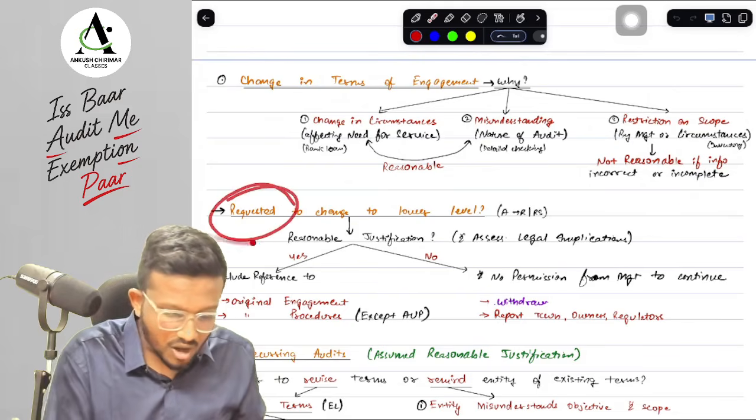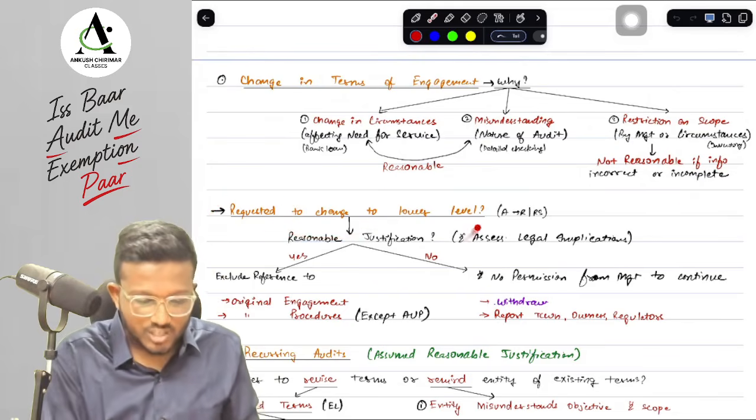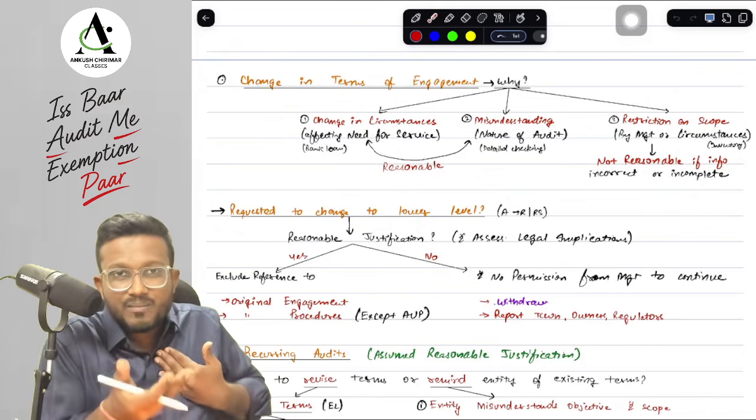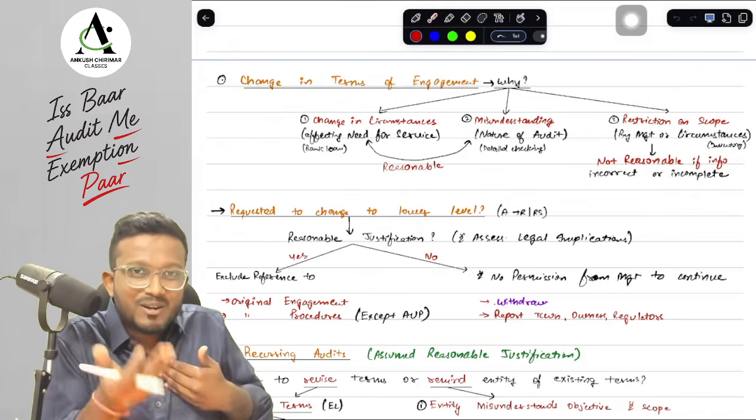The exact process is if the management is asking you to change to a lower level of assurance. What is a lower level of assurance? I am doing an audit, and management is asking me to change to review. I am doing a review, and management is asking me to change to related services.